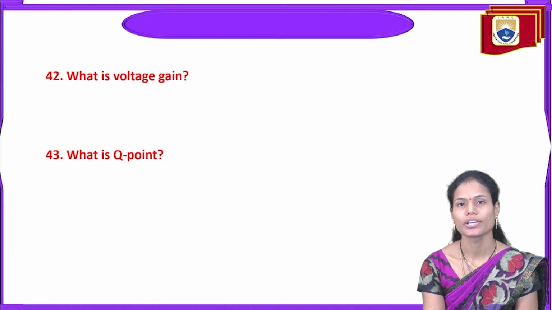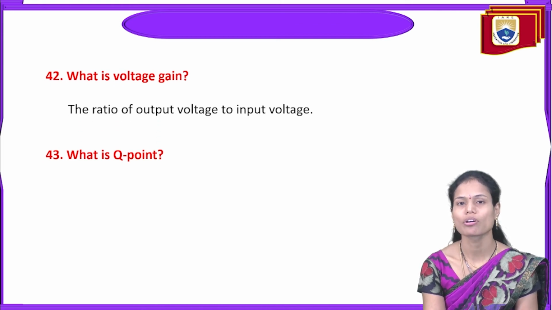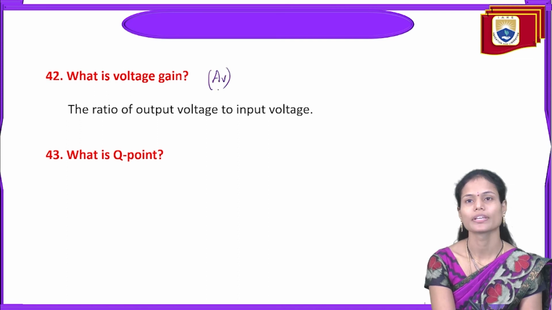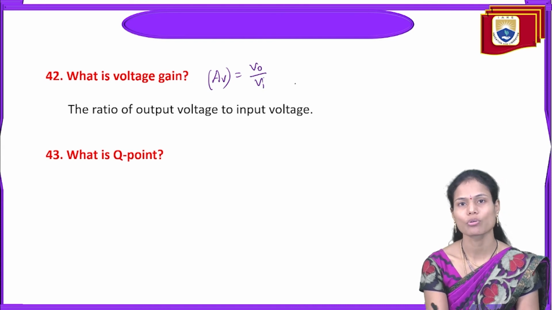Next, what is voltage gain? Voltage gain is the ratio of output voltage to input voltage. We indicate it with AV, which is Vo by Vi, and it is a unitless quantity.